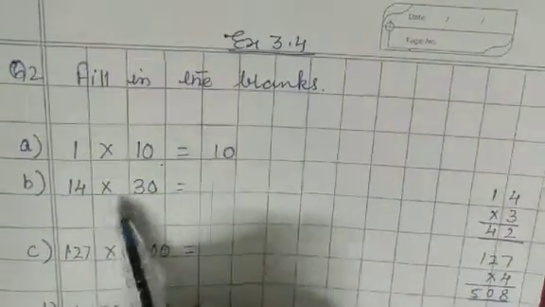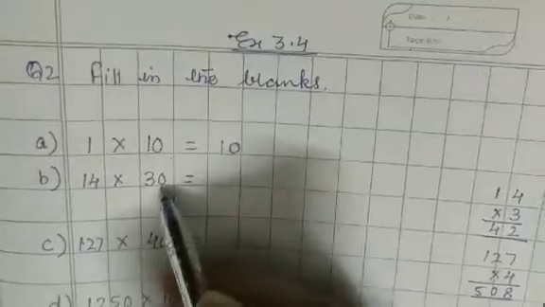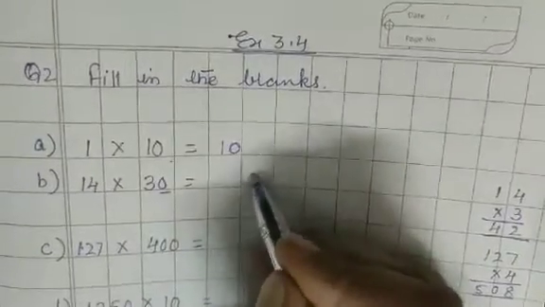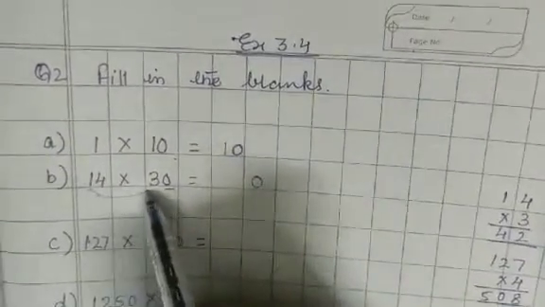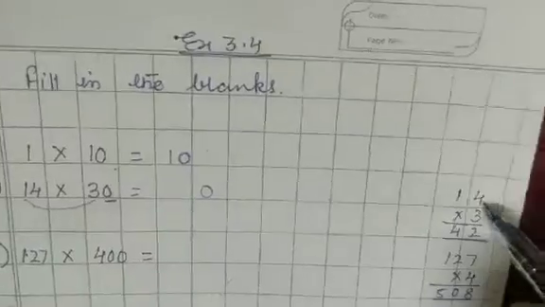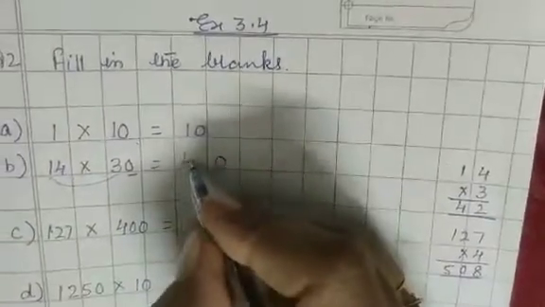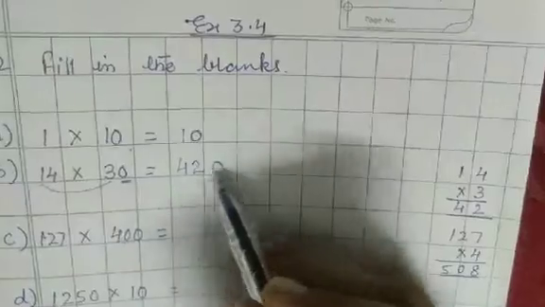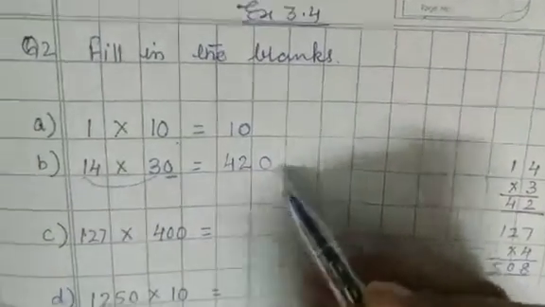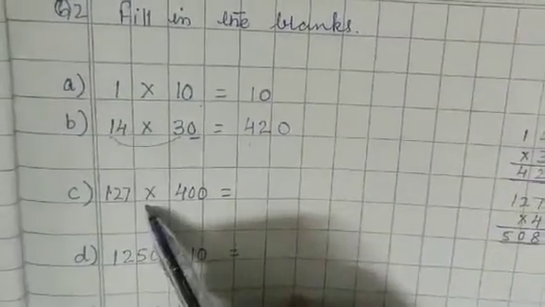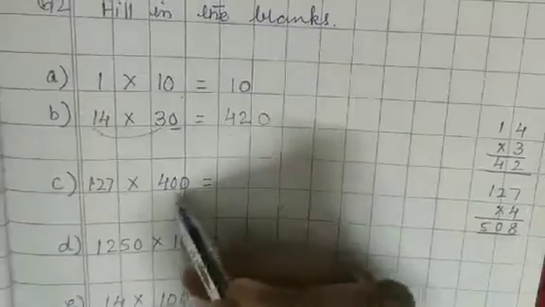Now 14 multiplied by 30. How many zeros are there? 1 zero. So 1 zero we will write here, and 14 multiply by 3. 14 multiply by 3, that is 42. So 42 is the answer. 420 is the answer.